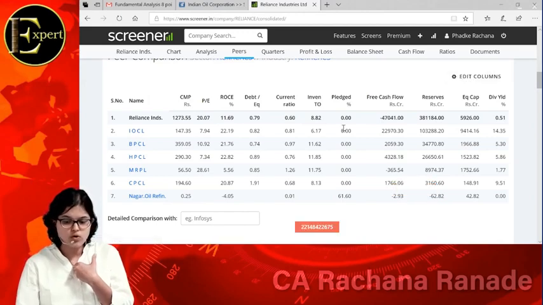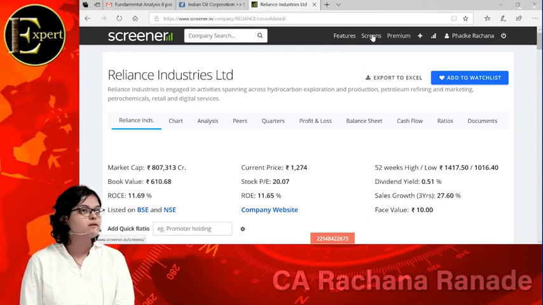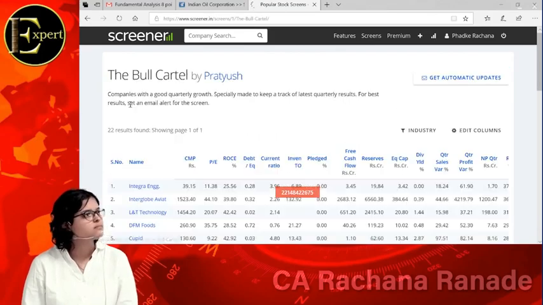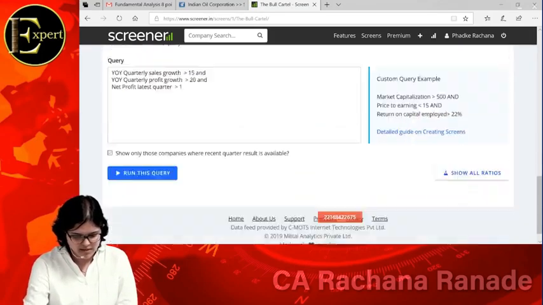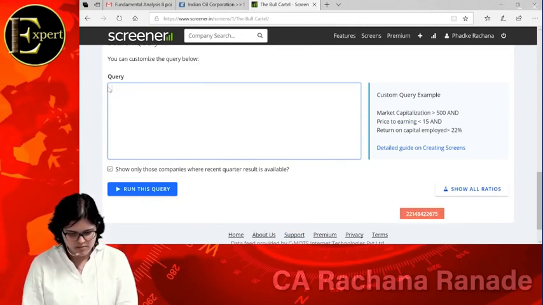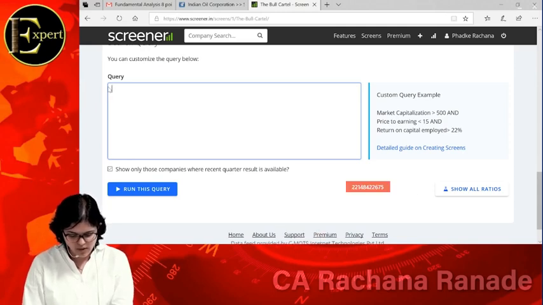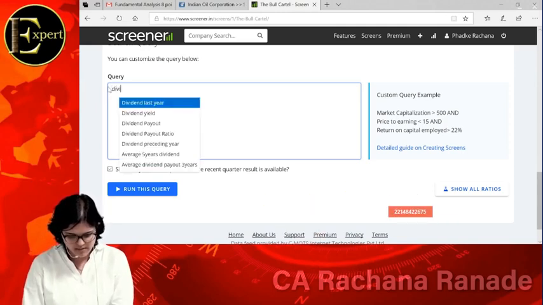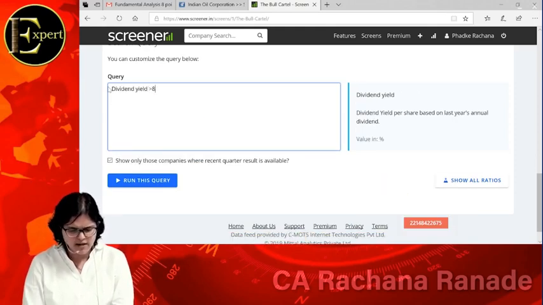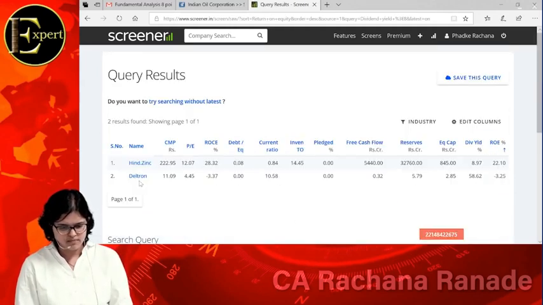If you were to run a query, how did we run a query? For that, first select screens. In screens, first select any screen. Then in this, you can type here whatever you want. For example, right now we did dividend yield is greater than 8. I'm showing this one more time so that it fits into your mind. And you need not write down percentage also. It understands that it's a percentage. Run this query. Again it showed the same thing.